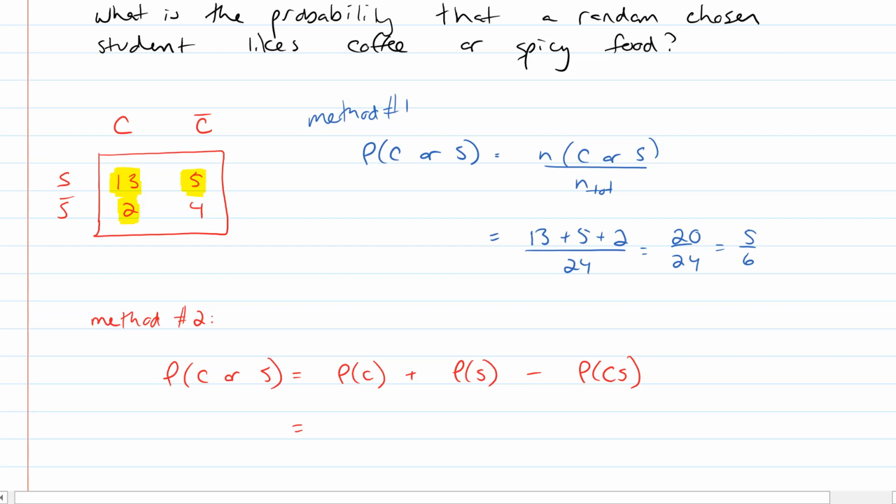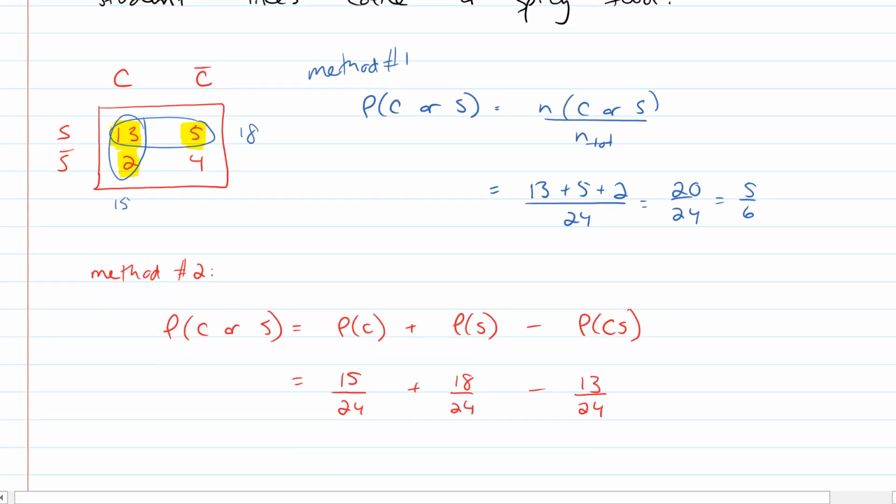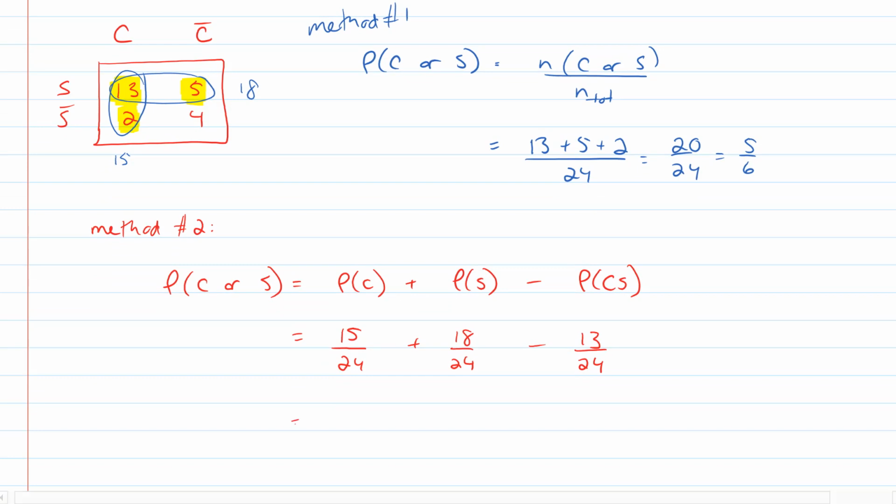So the probability of coffee, if we add up the entire first column, we're going to get 15. And so we get 15 divided by the total, which is 24. And then if we add up all the spicy food, we're going to get 18 here. So we're going to get 18 24ths. But when we've done that, we've double counted the coffee drinkers who like spicy food. So we have to subtract the overlap, and that's 13 over 24. And 15 plus 18 minus 13 gives us 20 over 24 equals 5/6 as before.